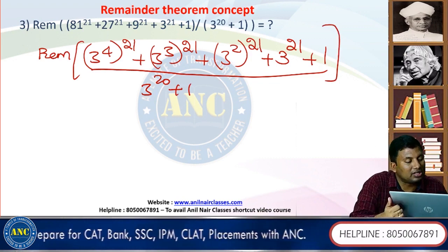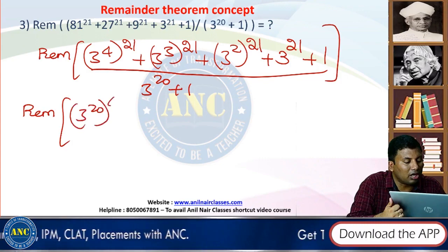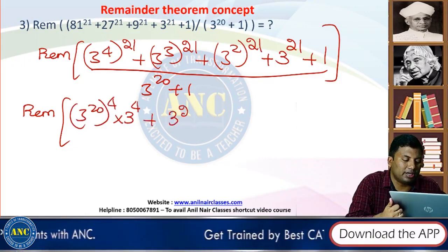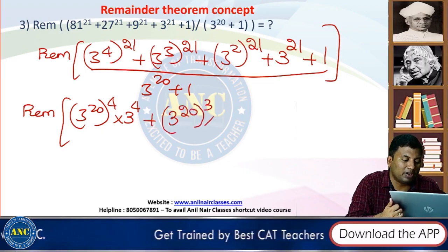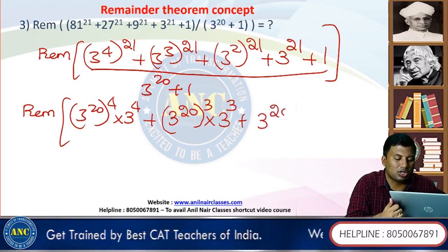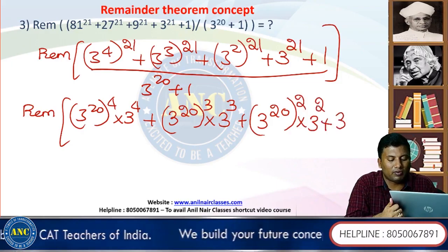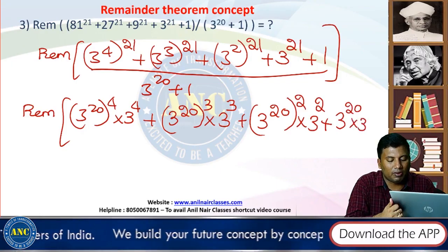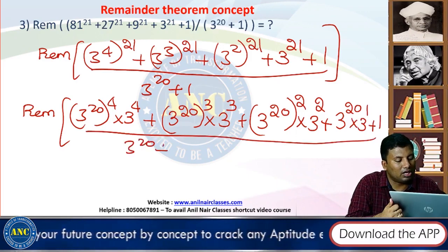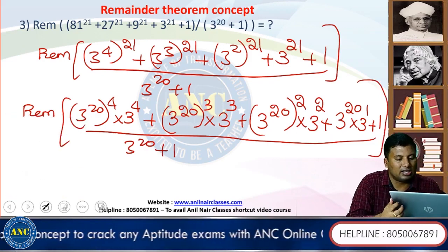84 can be written as 3 power 20 power 4 into 3 power 4. 63 can be written as 3 power 20 power 3 into 3 power 3. 42 can be written as 3 power 20 power 2 into 3 square. 3 power 21 can be written as 3 power 20 into 3 power 1, plus 1, divided by 3 power 20 plus 1. Seems like a difficult question. No, actually it is easy.